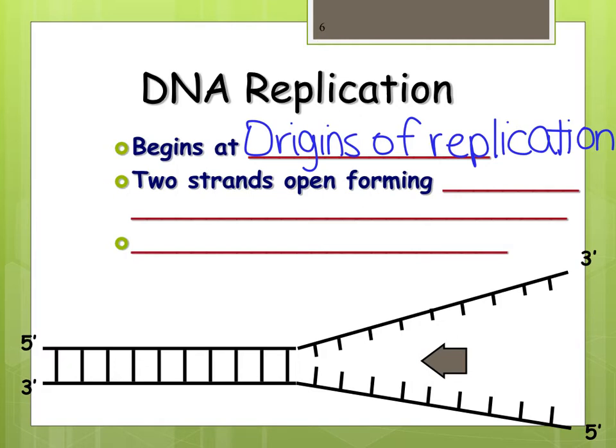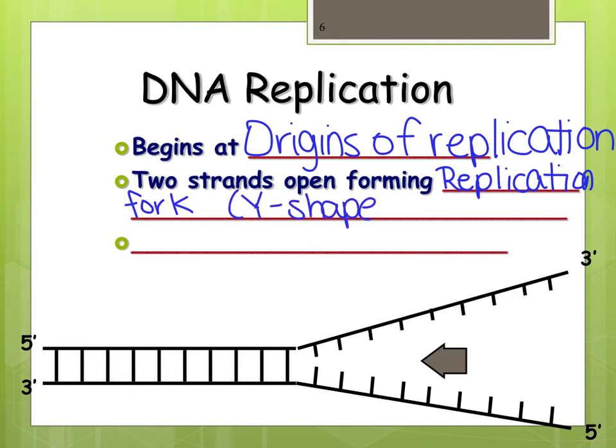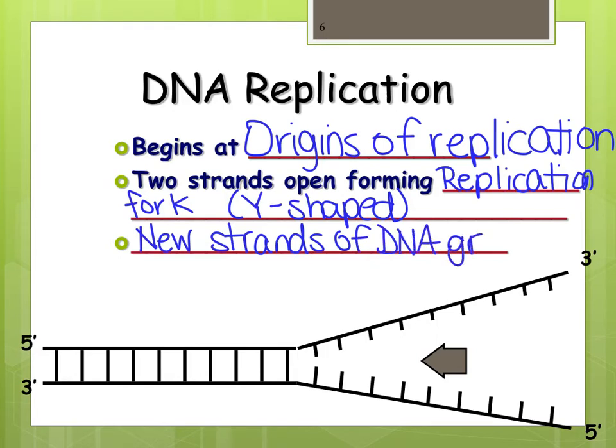So we have two strands open up, and just like in that animation you just watched, it's going to form something called a replication fork. This replication fork just looks like a Y, so it's Y-shaped. It's a great way for you to look at a picture and figure it out. And your new strands of DNA will grow at the fork.